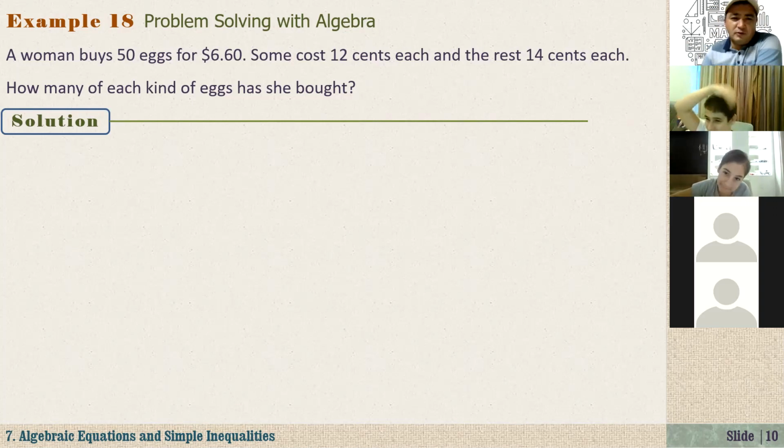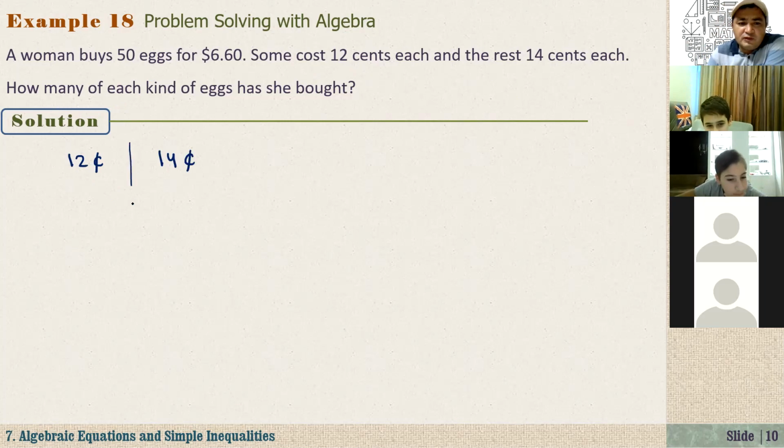A very easy question. Look. A woman buys 50 eggs. Some cost 12 cents and the rest 14 cents each. Okay, so we are talking about two different kinds of eggs. One is 12 cents, another one is 14 cents. So how many of each kind of eggs has she bought? Altogether, we know that she bought 50 eggs, right?